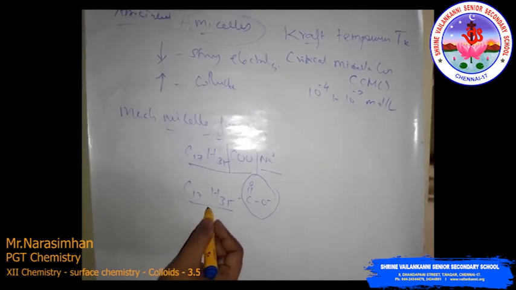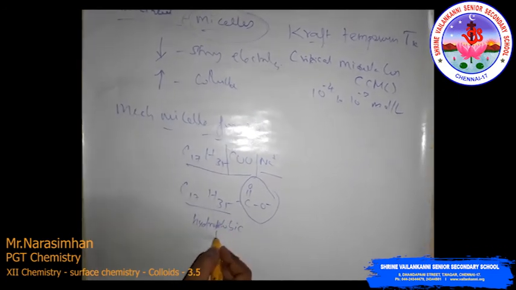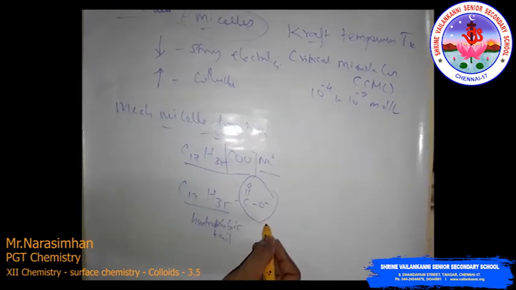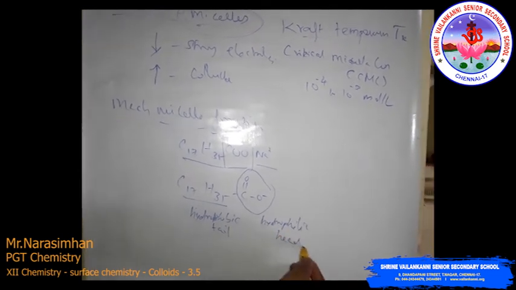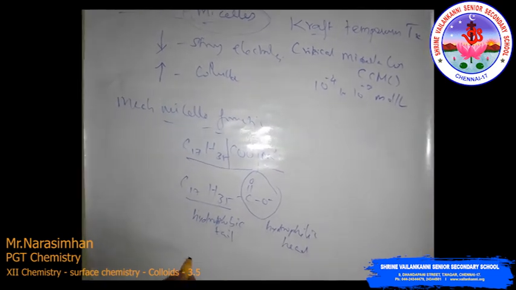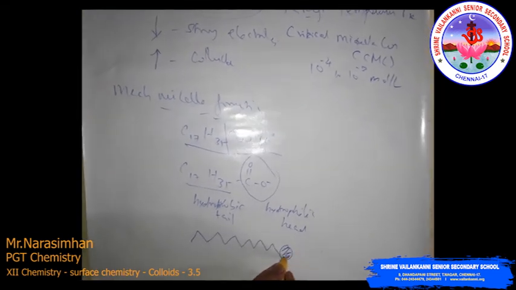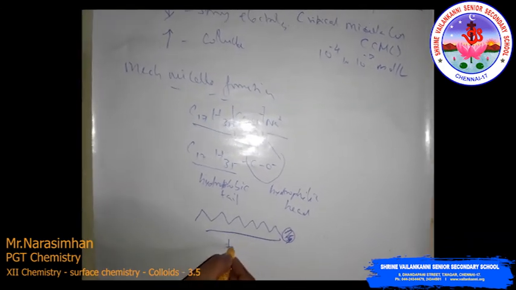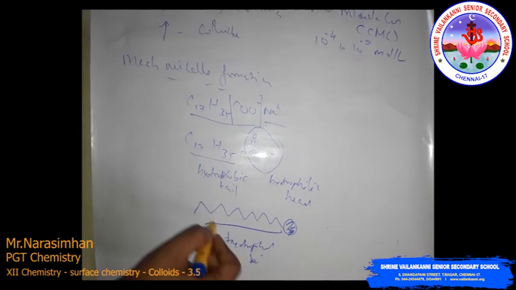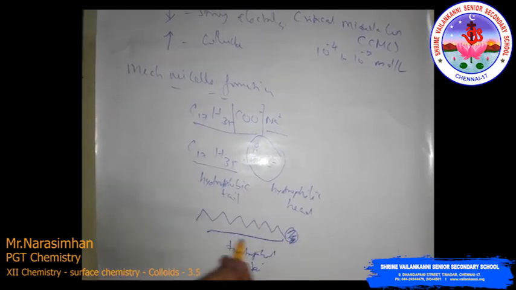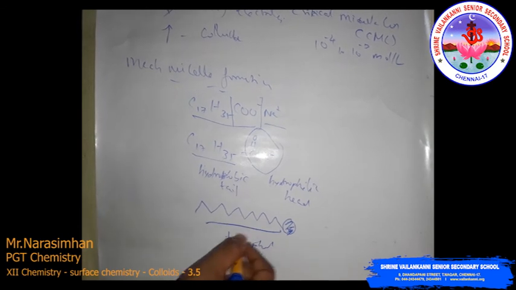This hydrocarbon is the hydrophobic tail, and this is the hydrophilic head. I draw it in bond line formula, with C17H35 as the hydrophobic tail and the hydrophilic head. These are the parts of the stearate ion.